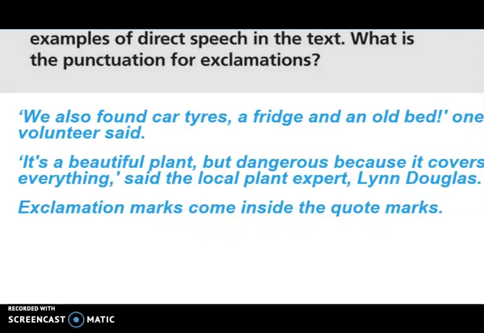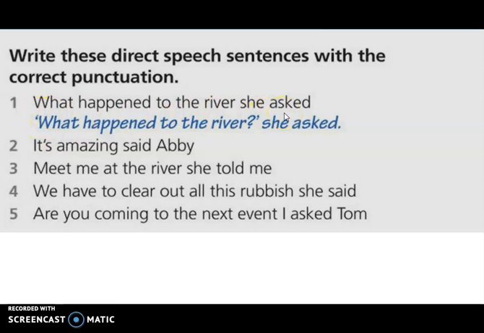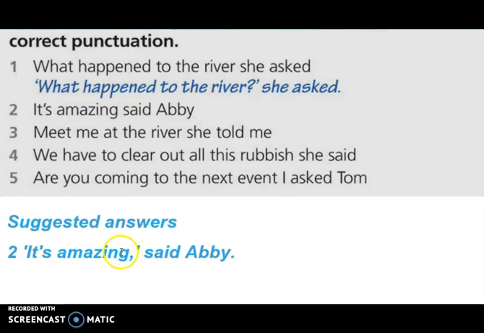The next exercise is here. We have to write these direct speech sentences with the correct punctuation. First example, what happened to the river, she asked. We have to put quotation marks around the speech, and a question mark, exclamation mark, or comma inside the quote marks. Here we have to put the first quote, what happened to the river, question mark, then quote, then she asked, finally full stop. It's amazing, said Abby. Here we have to put two quote marks, then comma, finally full stop.